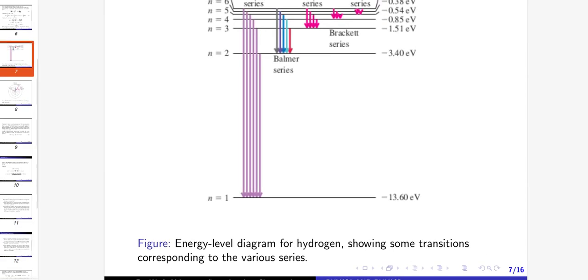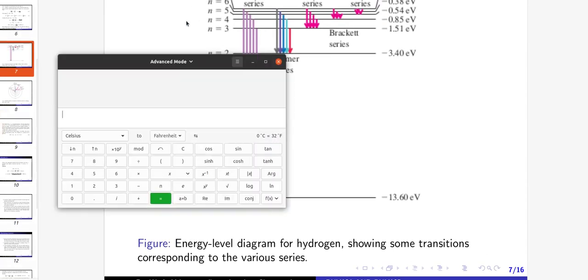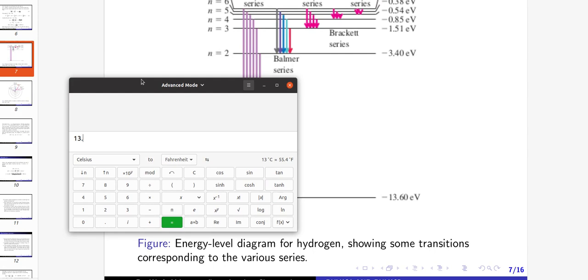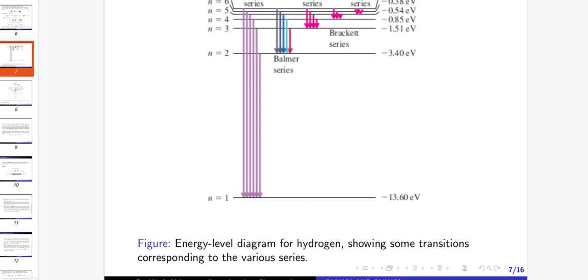Okay, so n equals 2 means that the energy will be 13.6 divided by 2 squared. What is 2 squared? 4, and that is 3.4. Then the next one, n equals 3, so that will be 13.6 divided by 3 squared, which is what? 9, and that is 1.51. And so on and so forth till it gets to infinity.